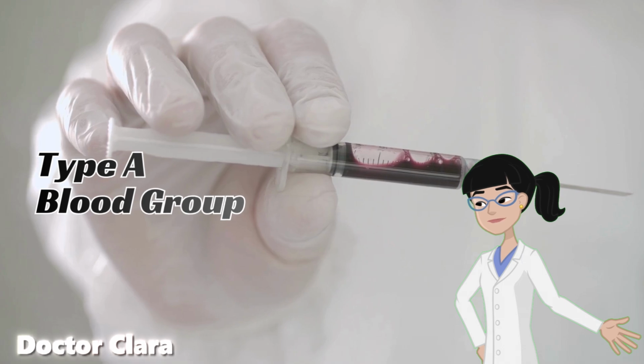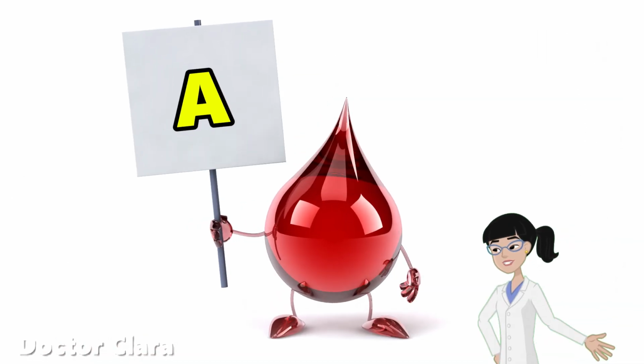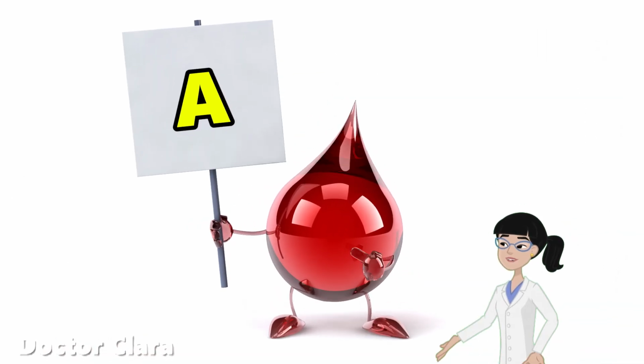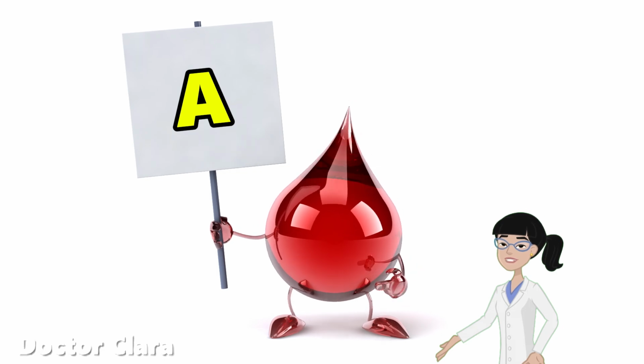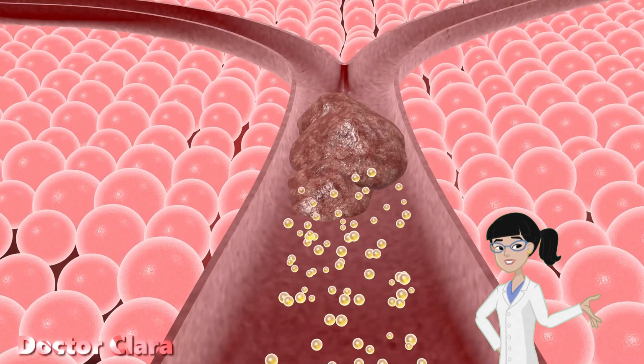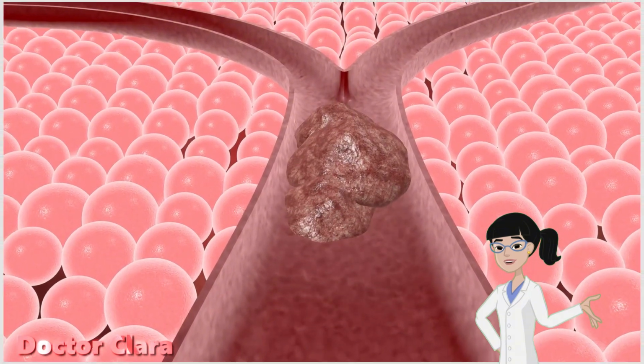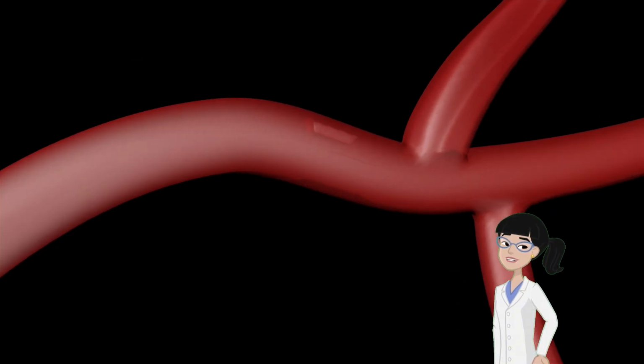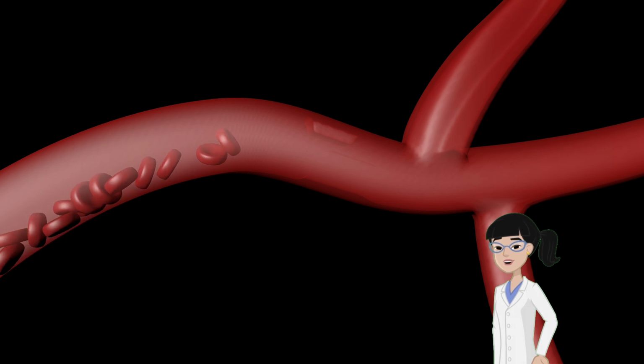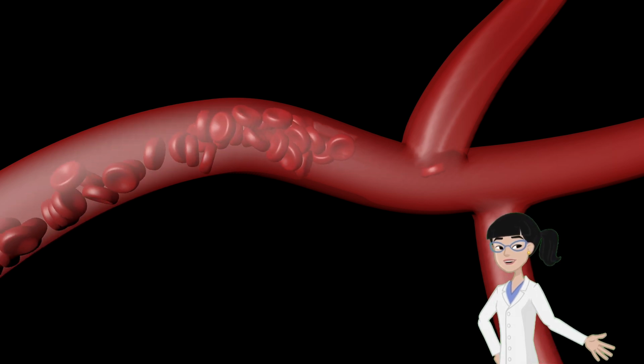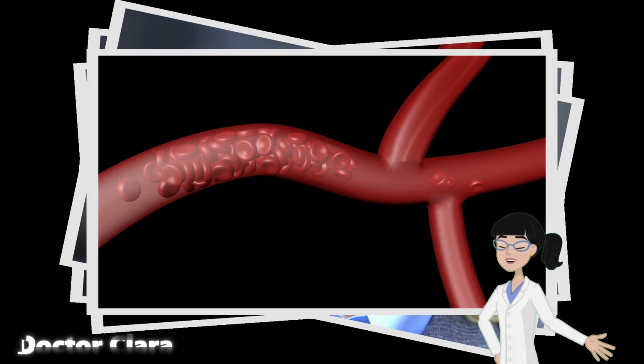Type A blood group. The type A blood group, on the other hand, exhibits a profile that is the exact opposite of the type O group. Consequently, this group has a higher tendency toward clotting events. Research shows that deep vein thrombosis and cardiovascular issues are statistically more common in people with type A blood.